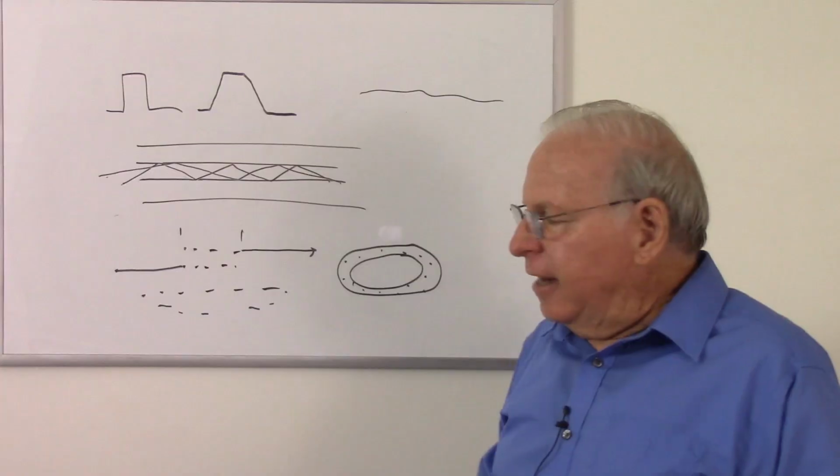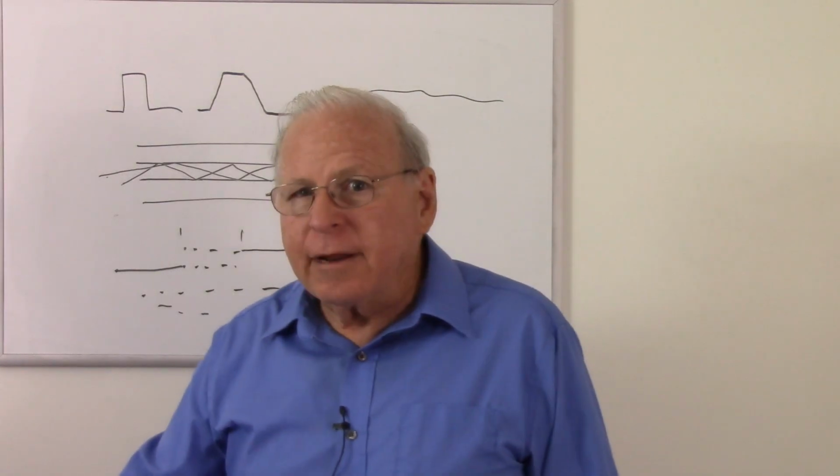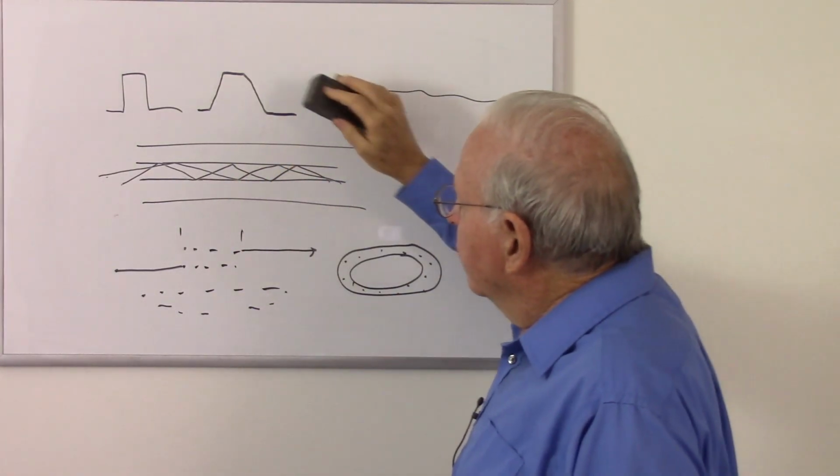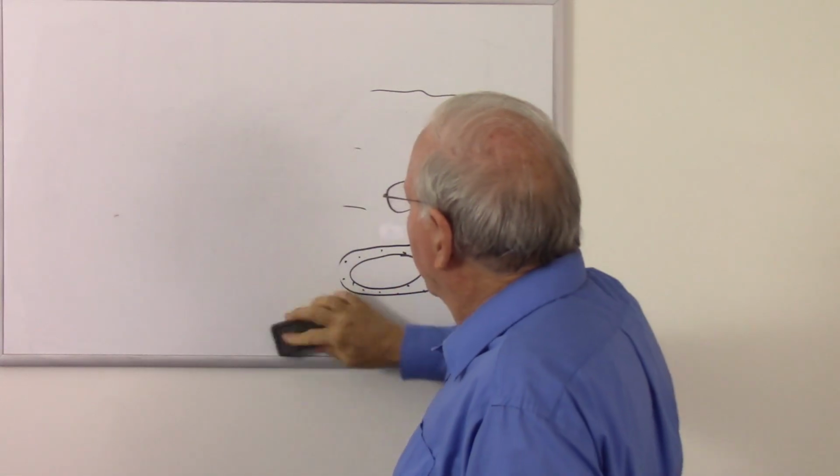So we need to mitigate that. And one way to mitigate it is to simply make the core smaller. So let's make the core a little smaller.